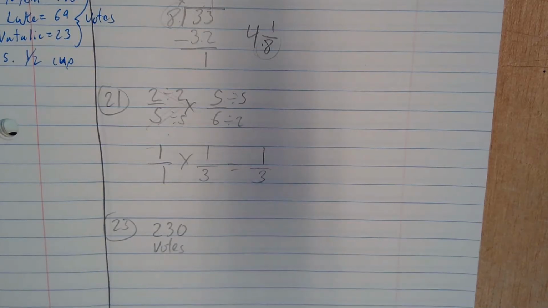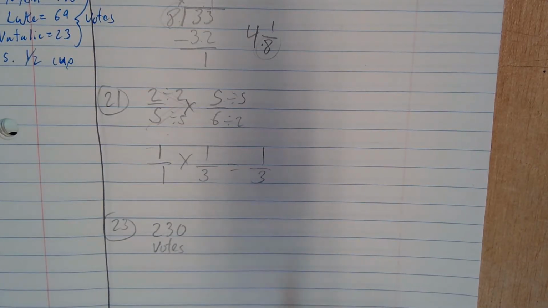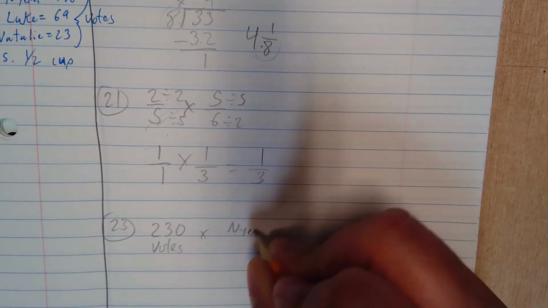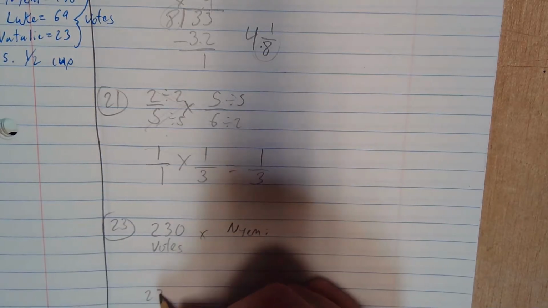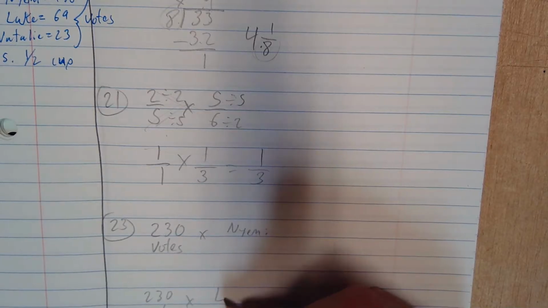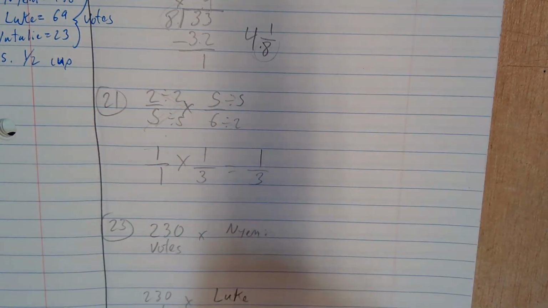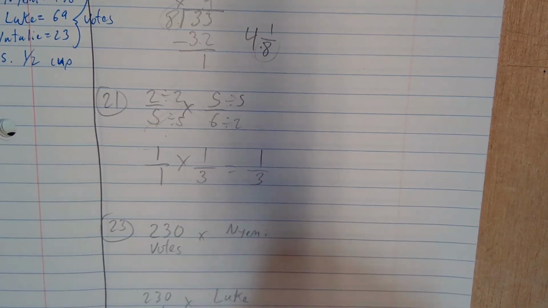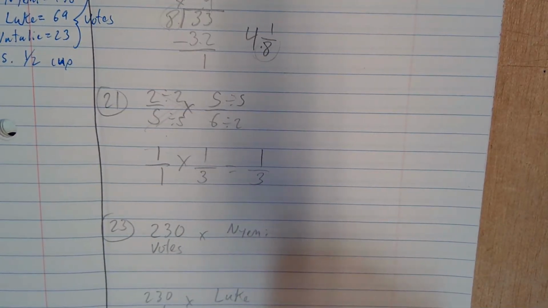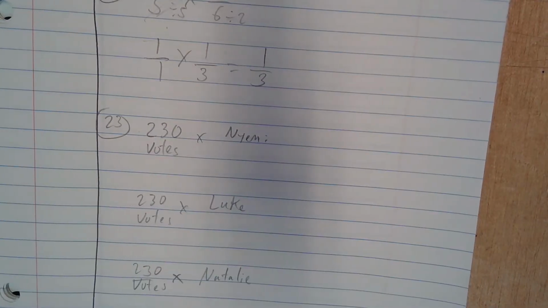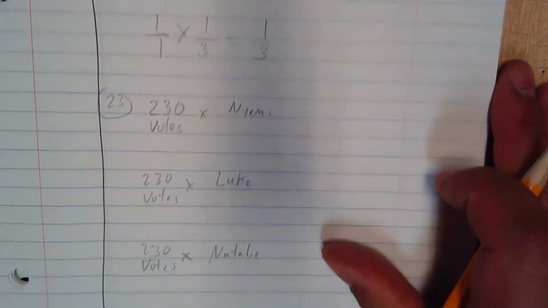Okay, 3 people ran for office or a position in government, whatever. But we have Naomi. I'm writing her name for a reason. Bear with me. 230 votes times Luke. 230 votes times Natalie. Okay. The reason I wrote the names out, there are 3 answers for this problem.